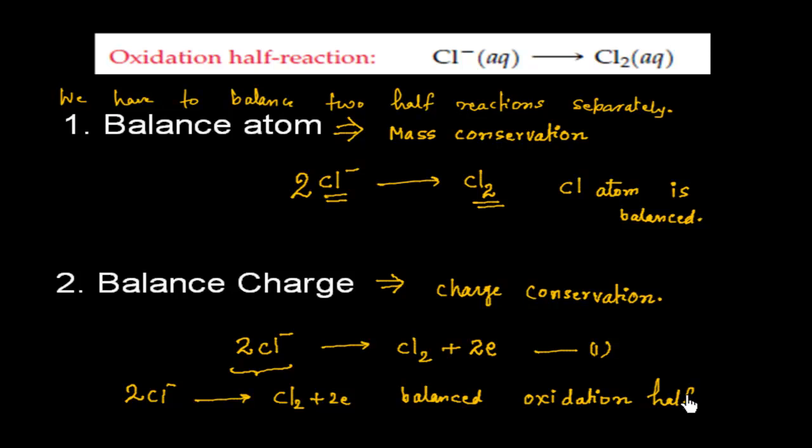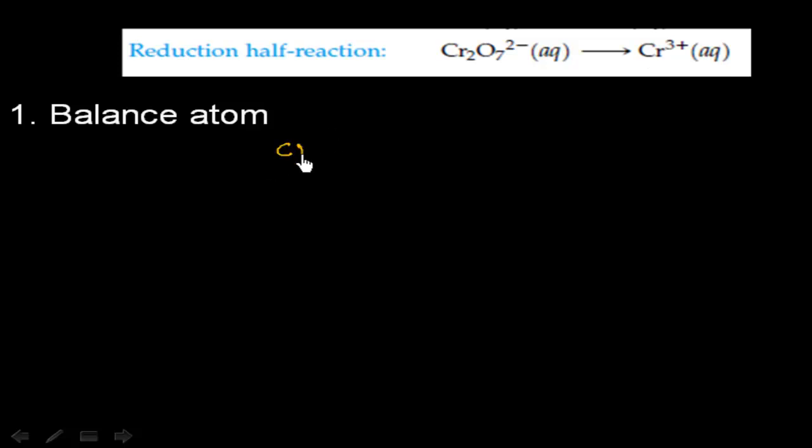Now let us go to the reduction half. So we have in this case Cr2O7 2 minus goes to Cr3 plus. We have to again follow the same steps, that is we have to balance the atoms and we have to balance the charge. So let us first balance chromium atom. Now we have this side 2 chromium atom, this side we have 1 chromium atom, so we have to multiply by 2. So now chromium atom is balanced.